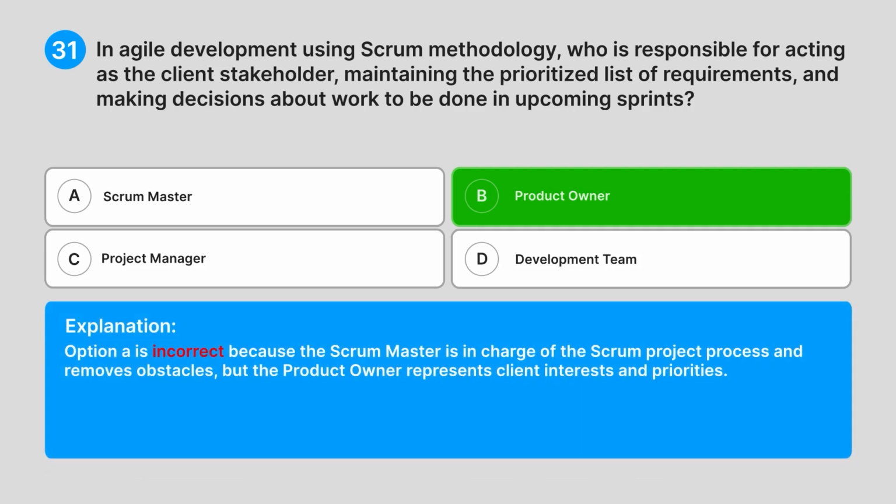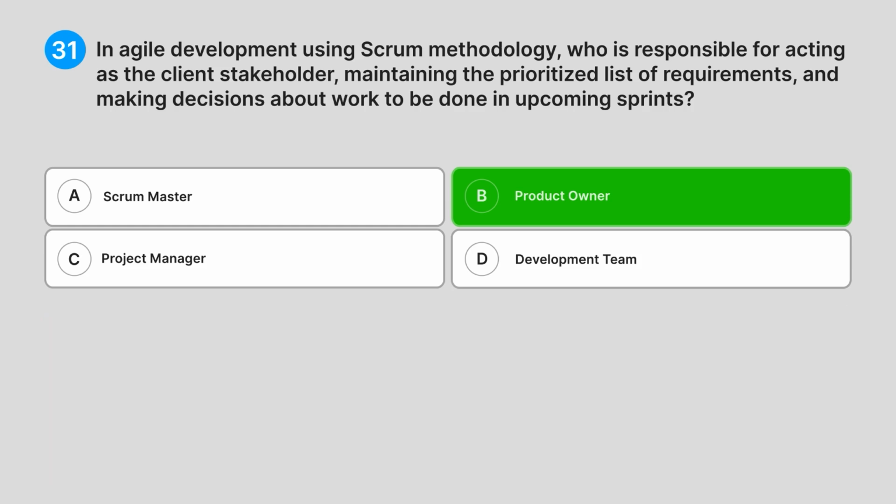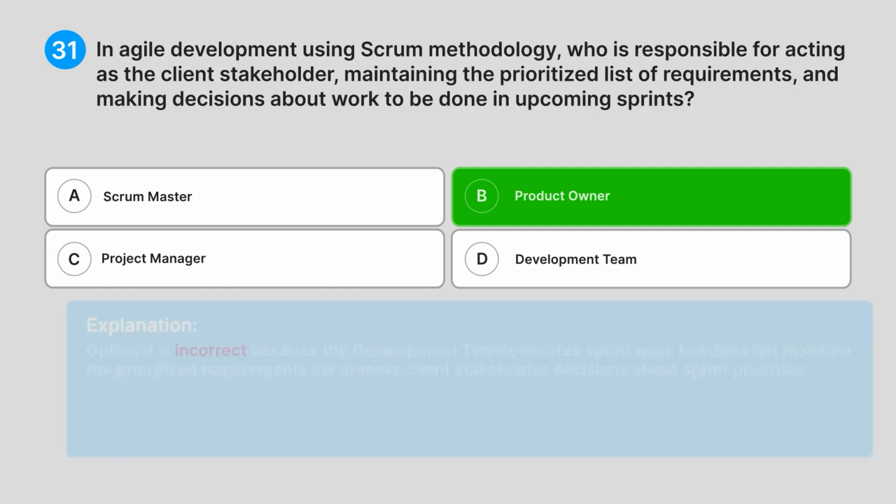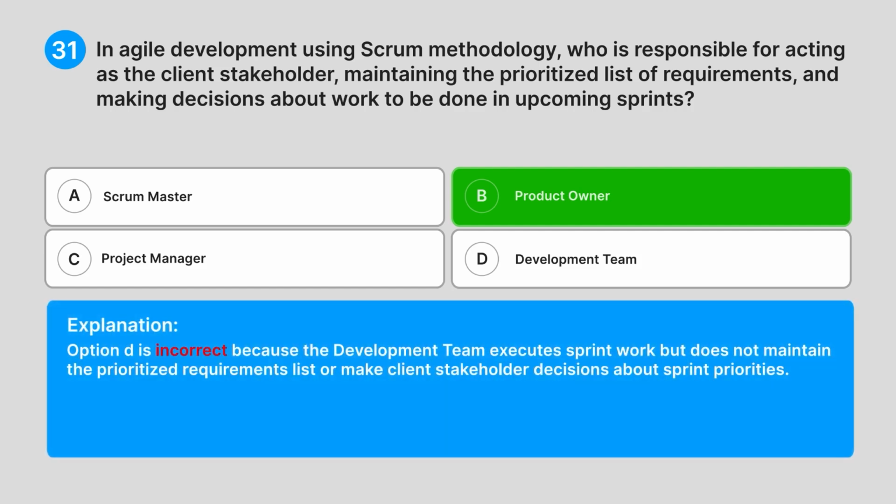Option A is incorrect because the Scrum Master is in charge of the Scrum project process and removes obstacles, but the product owner represents client interests and priorities. Option C is incorrect because traditional project managers are not part of Scrum organizational structure, which uses Scrum Masters and product owners instead for project leadership roles. Option D is incorrect because the development team executes sprint work but does not maintain the prioritized requirements list or make client stakeholder decisions about sprint priorities.